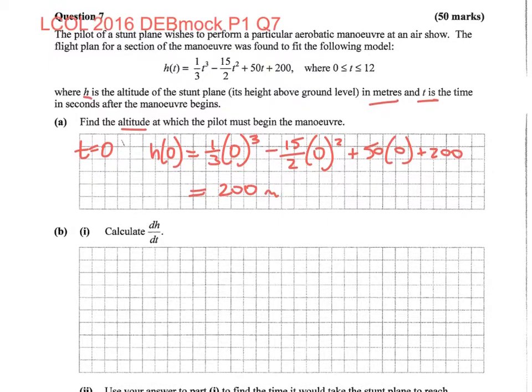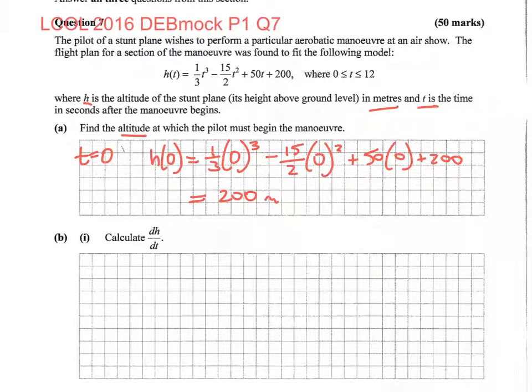In part B, we're asked to differentiate h. So dh by dt is taking the h function and differentiating it. In that case, what we do is we take the power and multiply it by the coefficient for each term. So it's 3 times a third, 2 times minus 15 over 2. And you go through the process of differentiation, the standard rule.